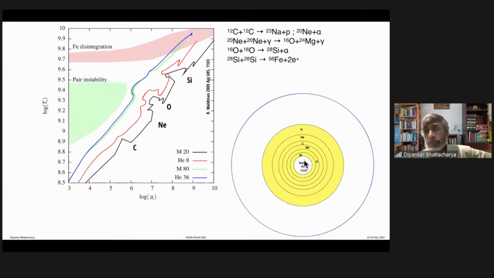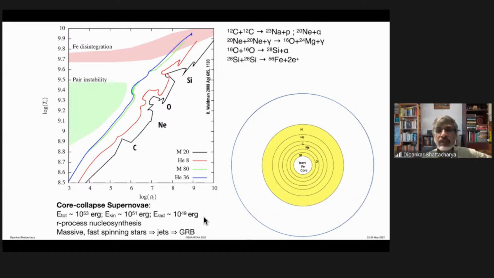But still, about 1%, or 10 to the power of 51 ergs, gets emitted in the form of radiation and kinetic energy, which is absorbed by the envelope. And this huge amount of energy, which is now dumped in the envelope, is much larger than the gravitational binding energy of the envelope. So once this energy is dumped, the envelope has no choice but to expand very rapidly in an explosive manner and get flung very far away.